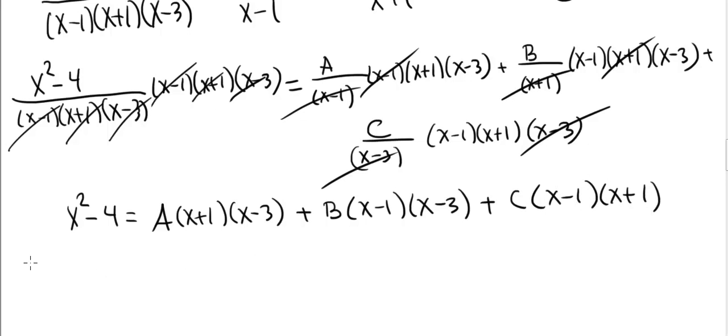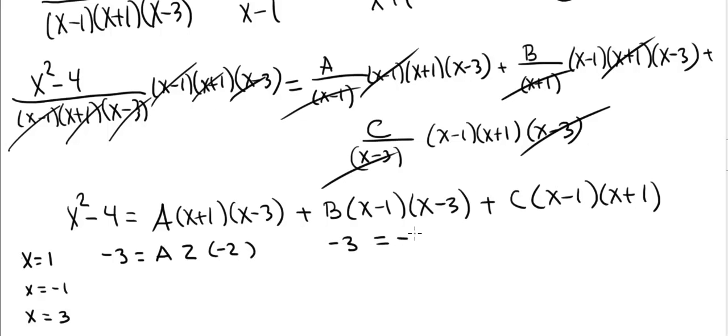To find a, b, and c, we're going to pick constants that make some of the stuff on the right 0. So x equals 1, x equals −1, and x equals 3. When x equals 1, the left-hand side is 1 − 4, which is −3. The b and the c parts are 0 because of x − 1. And we just have a times (1 + 1), that's 2, times (1 − 3), that's −2. So −3 equals −4a. Therefore, a must be 3/4.